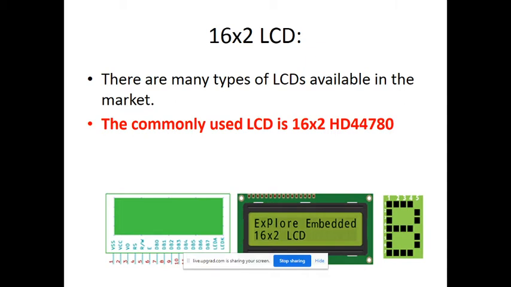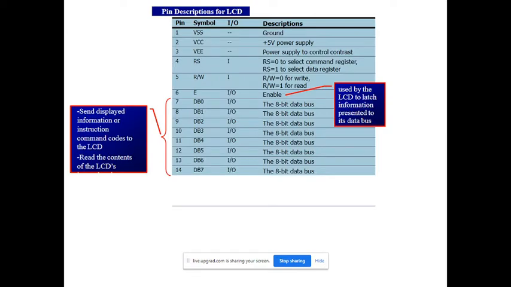Now our third practical is an LCD. There are a number of LCDs available in the market, but the commonly used LCD is the HD44780, which is a 16 character, two line LCD, that is 16 characters per line, and in this fashion two lines are there, and that's why it is called a 16 into 2 LCD. Now we will first discuss the pin description of the LCD.